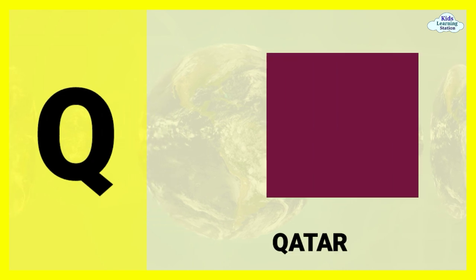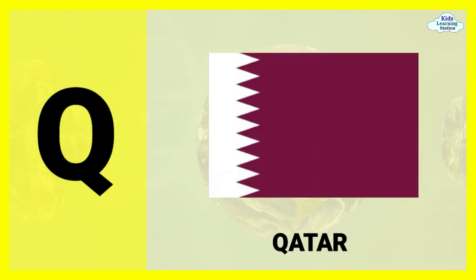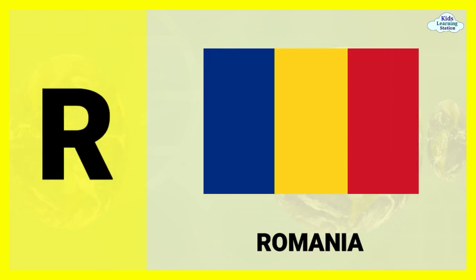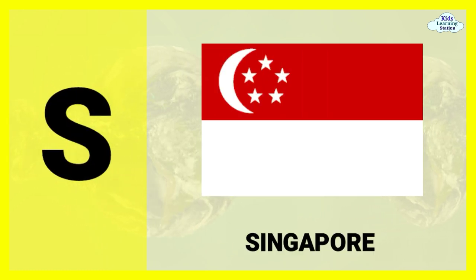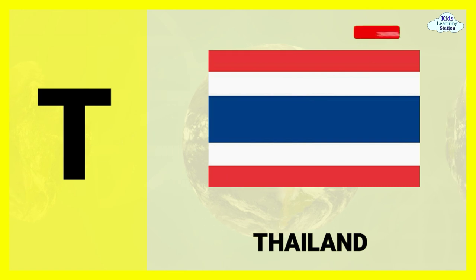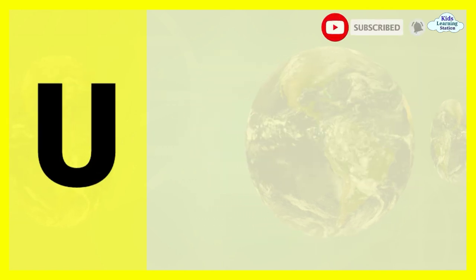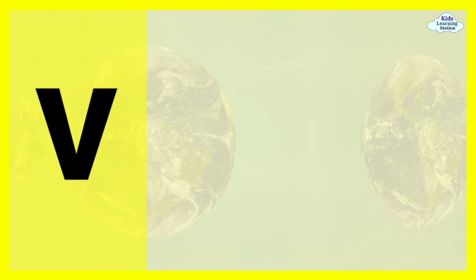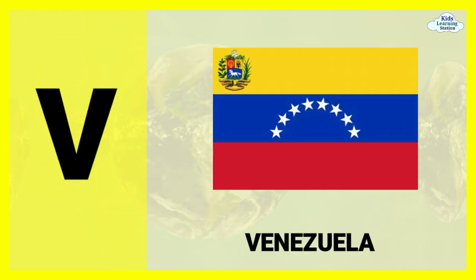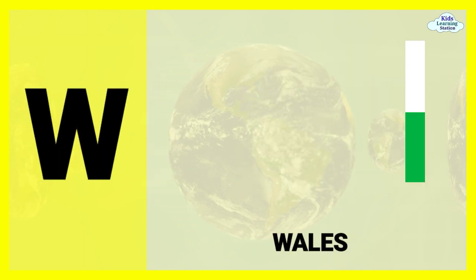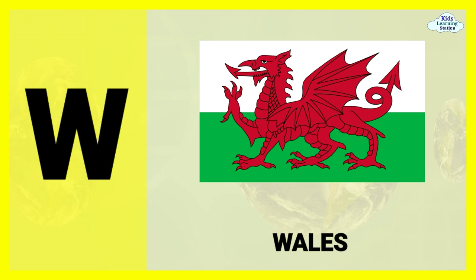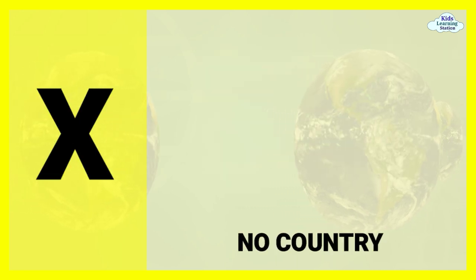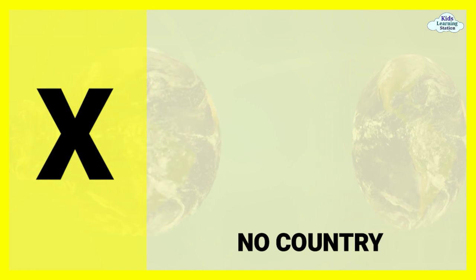Q is for Qatar. Qatar. R is for Romania. Romania. S is for Singapore. Singapore. T is for Thailand. Thailand. U is for United Kingdom. United Kingdom. V is for Venezuela. Venezuela. W is for whales. Whales. X. There is no country beginning with the letter X.